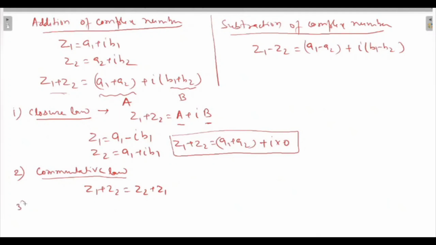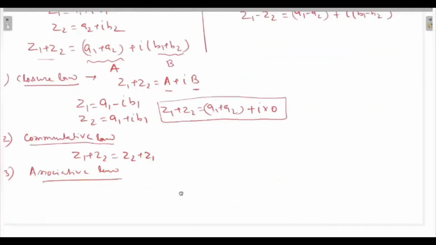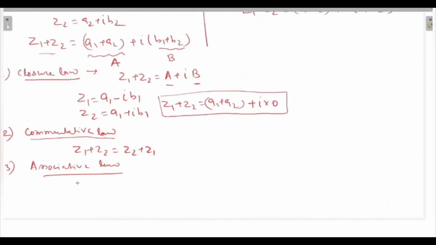The third one is the associative law. What is this associative law? If you have three complex numbers, then in which order you add will not matter. So Z1 plus Z2 plus Z3 will still be equal to Z1 plus Z2 plus Z3. Here you will be adding Z1 plus Z2 first and then adding Z3 later. Here you are adding Z2 plus Z3 first and Z1 later. So the intermediate quantity would be changing, but the final result would be the same.